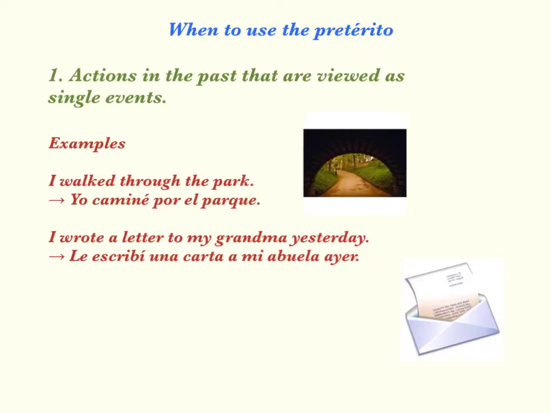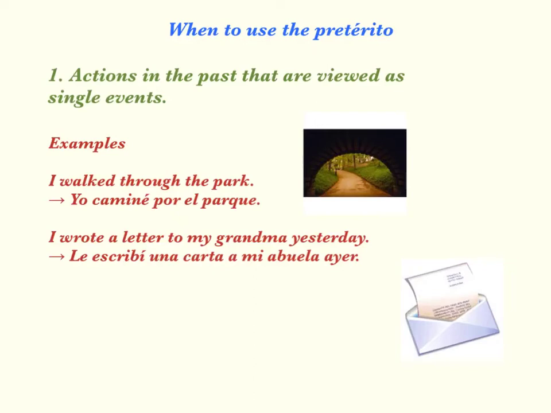Número uno, actions in the past that are viewed as single events will be considered preterito. I walked through the park. One time I did that, it was one event, it was done in the past, so I would use my verb in the preterito. Yo caminé por el parque.